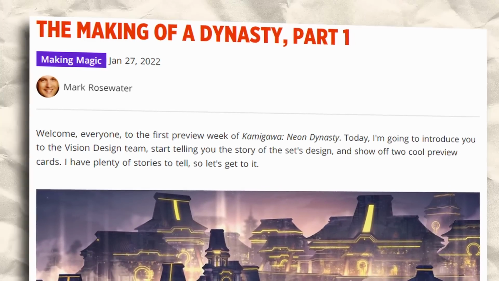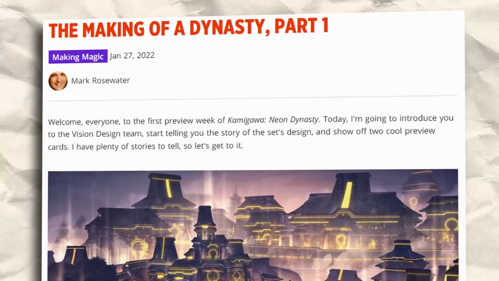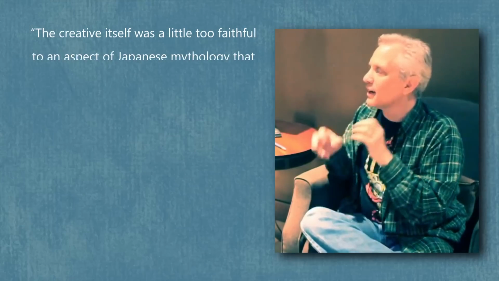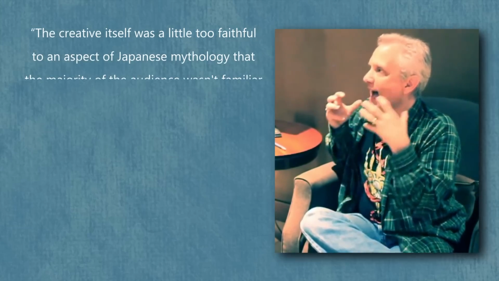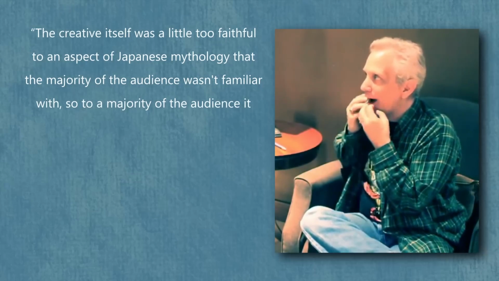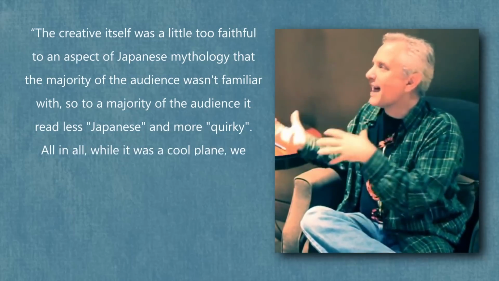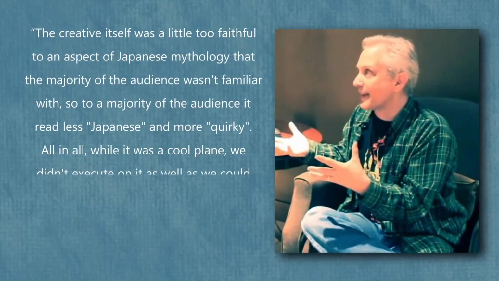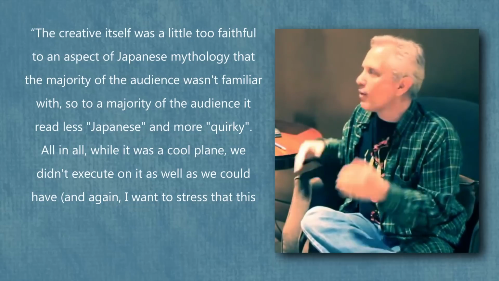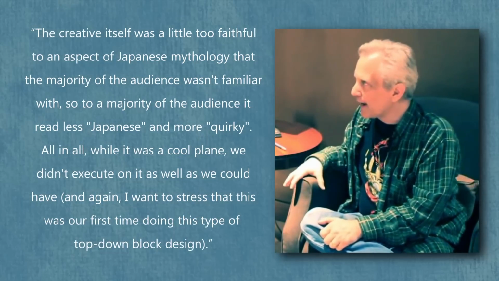Mark Rosewater talks specifically about this failing in his article Making of a Dynasty, where he said, "The creative itself was a little too faithful to an aspect of Japanese mythology that the majority of the audience wasn't familiar with. So to a majority of the audience, it read less Japanese and more quirky. All in all, while it was a cool plane, we didn't execute on it as well as we could have. And again, I want to stress that this was our first time doing this type of top-down block design."